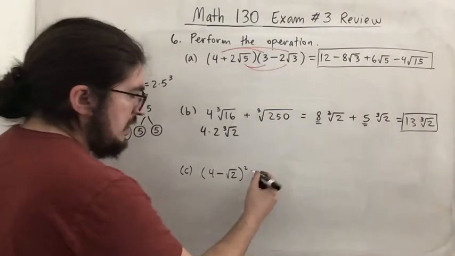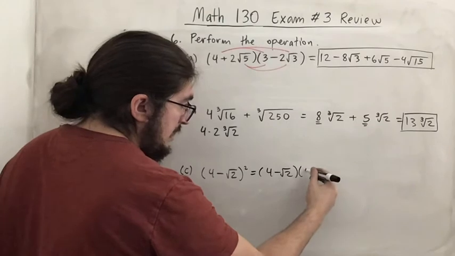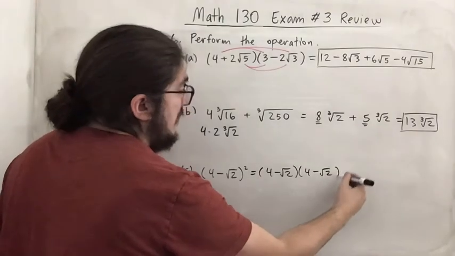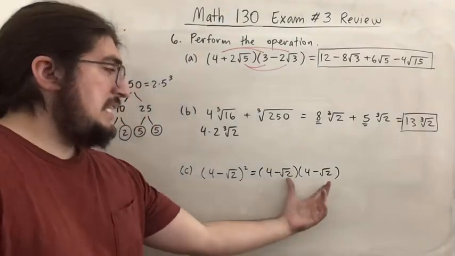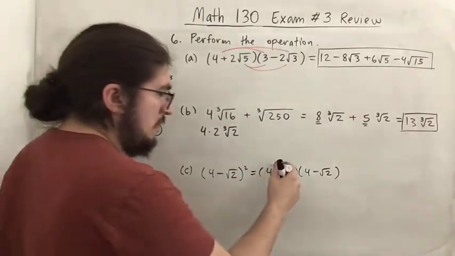Okay, now for this one, this is actually very similar to A. And it's not obvious at first, but you have to expand it out. Right? 4 minus radical 2 squared is that thing multiplied by itself. Then we can FOIL, and because these have the same insides, we'll actually get some combining of terms, unlike we had here. So let's see that with the FOIL.